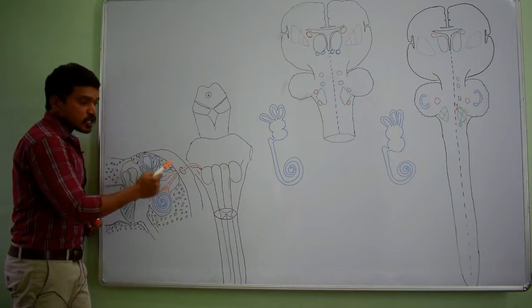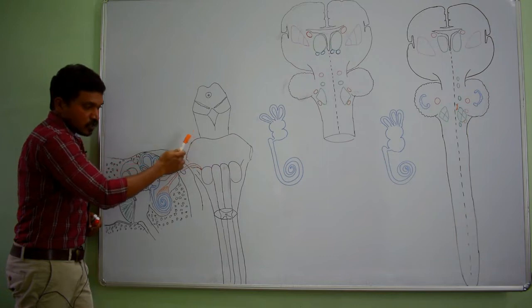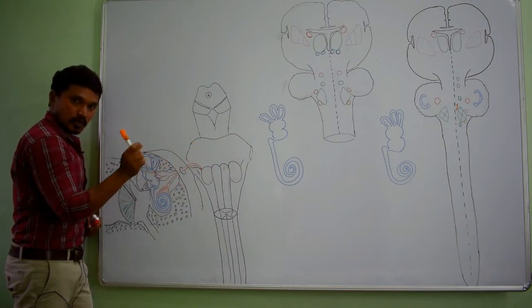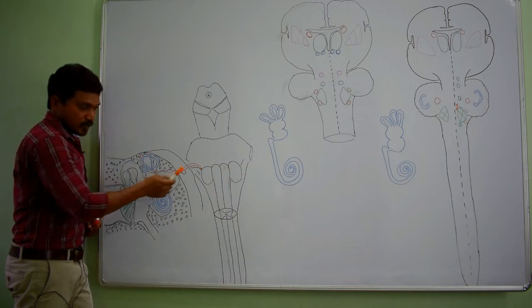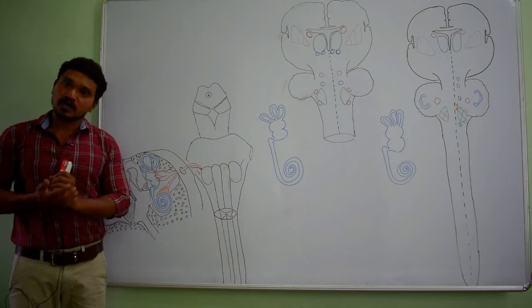Otherwise, this is the cerebellopontine angle. Behind that, the cerebellum will be there, right? So, in between the cerebellum and pons, there will be the formation of one angle. That angle we call the cerebellopontine angle. So, this is a brief idea about the vestibulocochlear nerve.